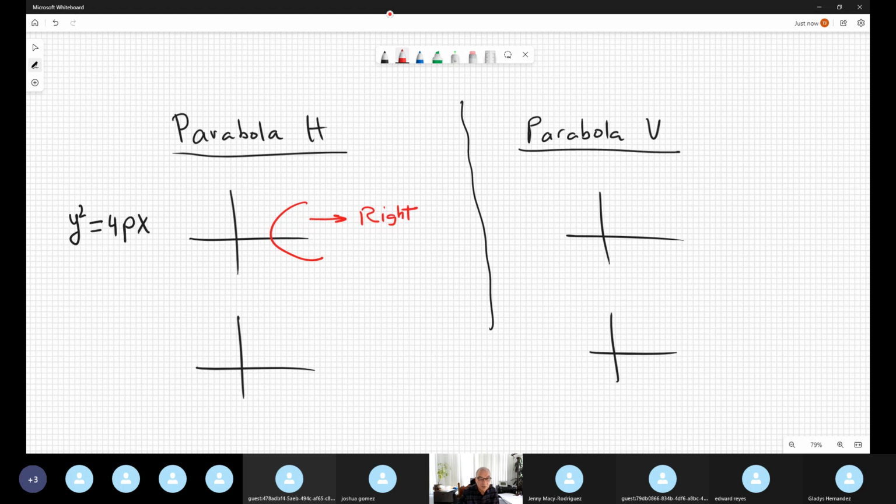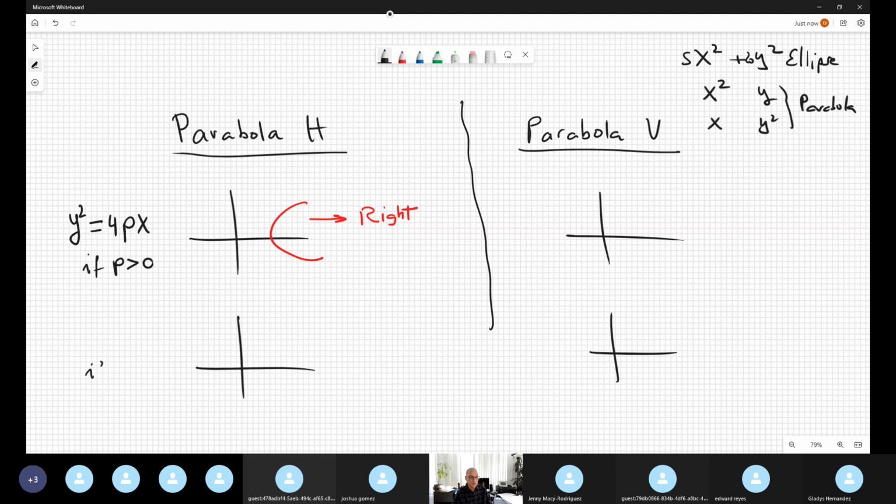Do you see? It's important that you see the difference. When you see a conic section like x squared plus y squared equals a number, like 5 or 20, this is the mix. However, if you see x squared and y not squared, or x not squared and y squared, it is a parabola. In this case, it opens to the right if p is positive. But if p is negative, the parabola opens to the left.